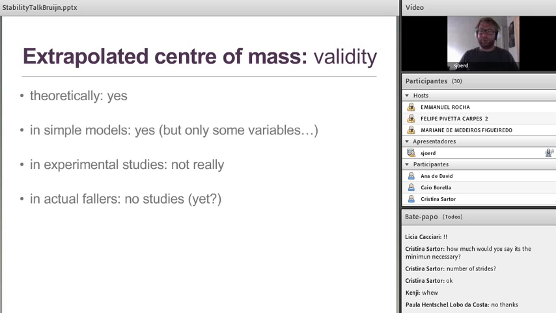Also, because it's not looking at how you react to perturbations, it could very well be that you have a higher Lyapunov exponent, so you're reacting less well to perturbations. But to overcome that problem, you make your base of support wider, and you have a larger distance between the extrapolated center of mass and your feet. Unluckily, there are no studies in actual fallers yet, no such large studies. That's also because this would be quite hard to do. It's simply too much work to put somebody full of markers, etc.